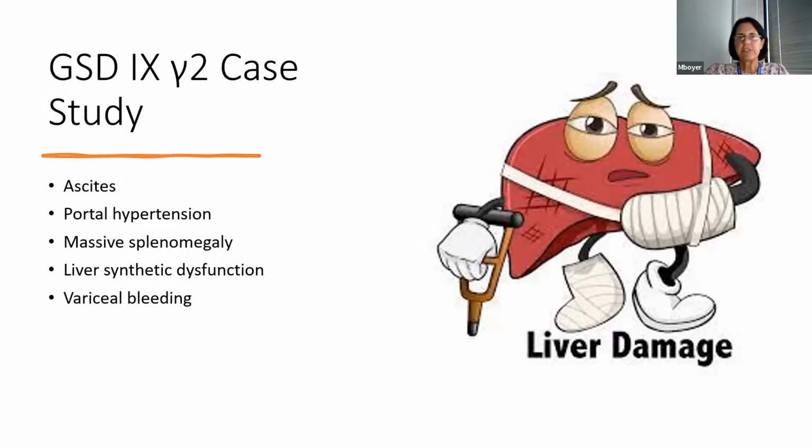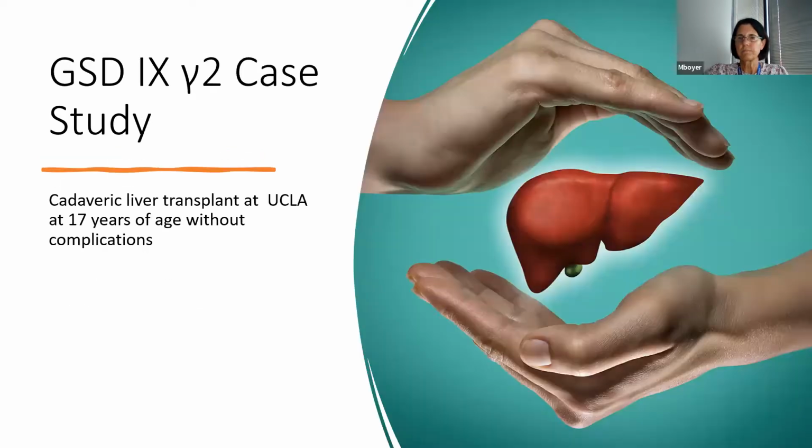At 16 years of age, with advancing liver disease, including ascites, portal hypertension, massive splenomegaly, and bleeding varices, the patient was referred to UCLA for liver transplant evaluation. And at 17 years of age, the patient underwent cadaveric liver transplant at UCLA without complications.